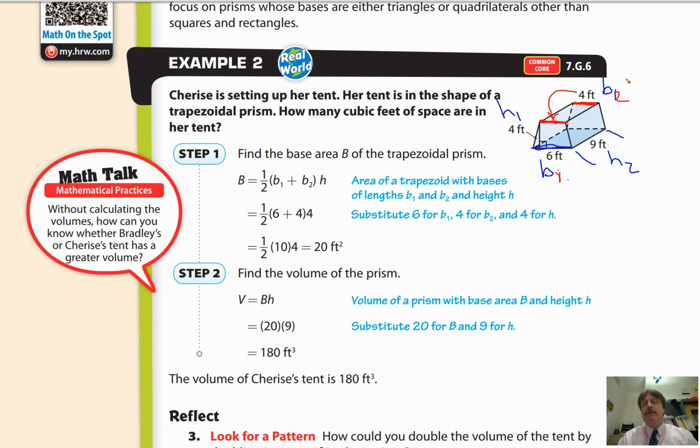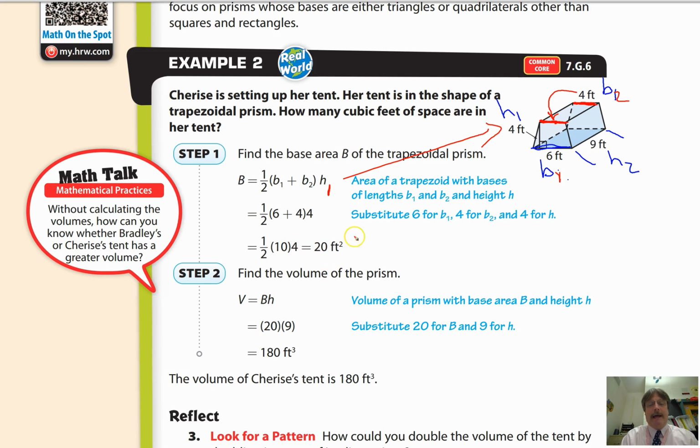For a trapezoid, it does not matter. However you want to do it, I'd recommend just being consistent. So 6 plus 4, they've substituted those in. Then you multiply that by 4 because that's the H1 right there. That's this one, not this H2 yet. You do the calculation and you get 20 square feet.